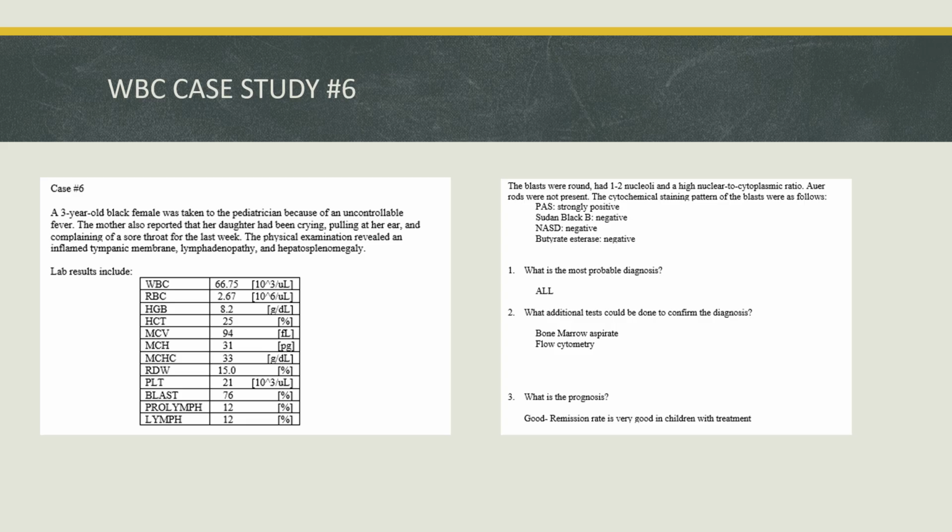So, what about the prognosis of this child? Well, obviously, children are more resilient. They tend to have fewer comorbidities. The remission rate is very good in children with that treatment. So it might be chemotherapy, radiation, bone marrow transplant. But for the most part, there's a much better rate of remission in children with ALL than adults with ALL.